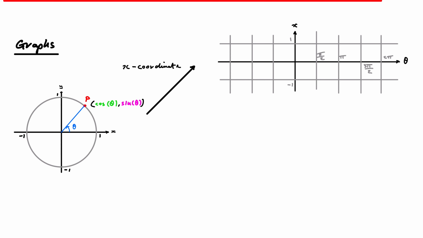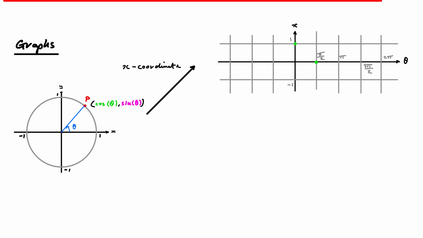If theta is equal to 0, let's think about my position. I'd be at that position there, and that has x-coordinate 1. So let's mark that on my graph. It'll be this position here. Now at pi over 2, that's here, that has x-coordinate 0. So at pi over 2 it's going to be at 0. So it'll be there.